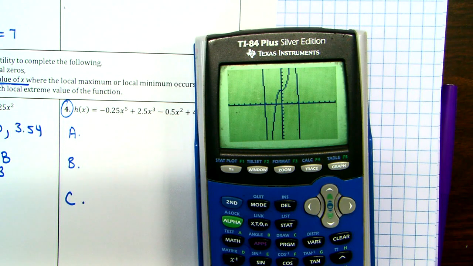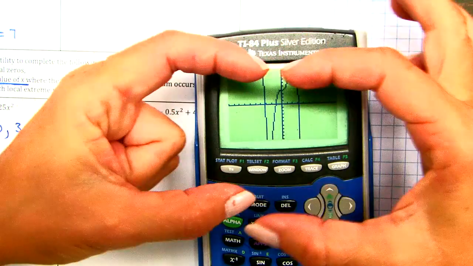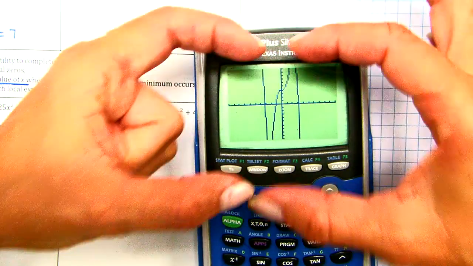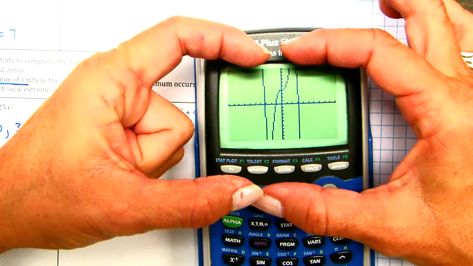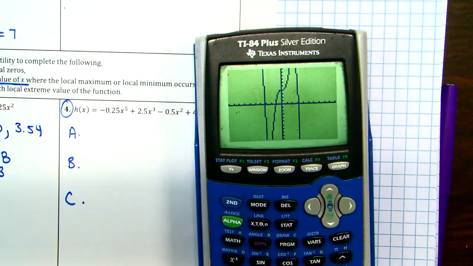But where are my min and my max? I'm not seeing them. I'm going to have to change this window, which I'm going to show you how to do. You can't make the window bigger, but we can scrunch it or change the intervals, and I'm going to show you how to do that.